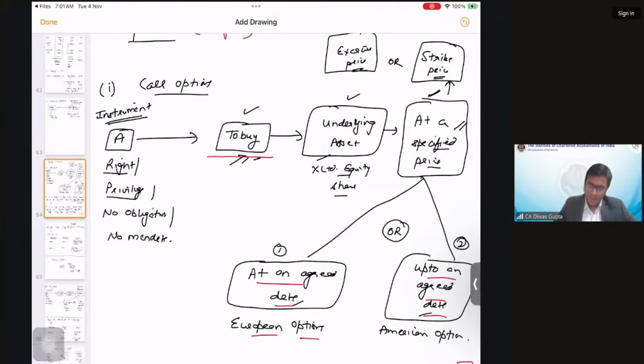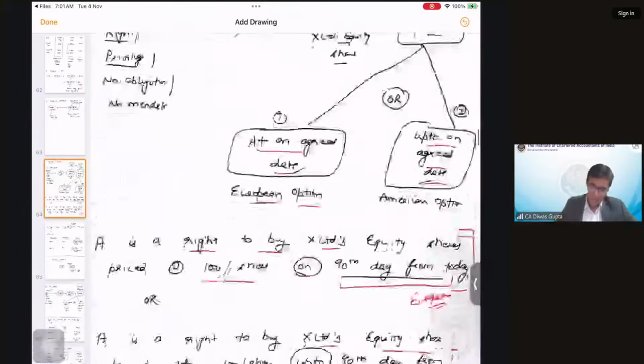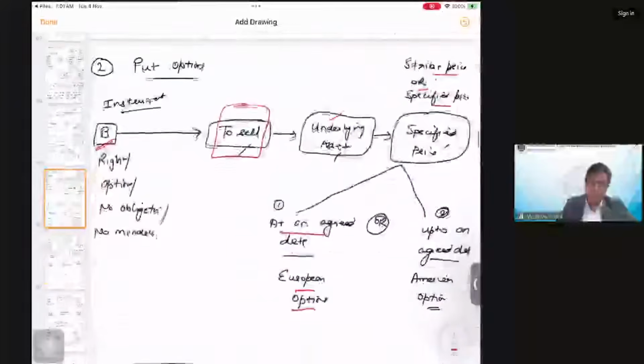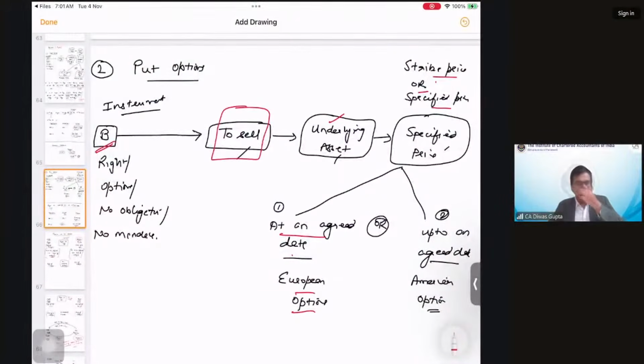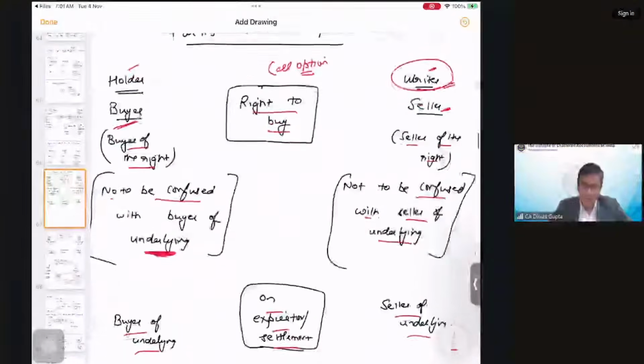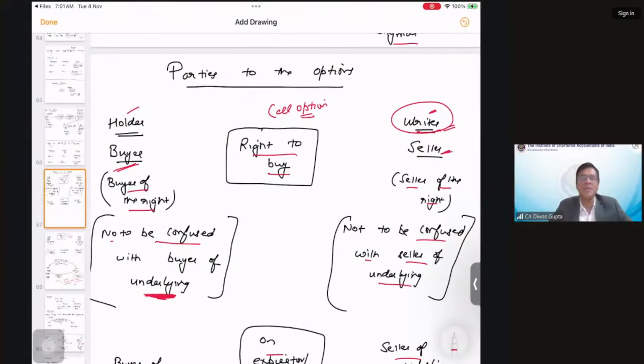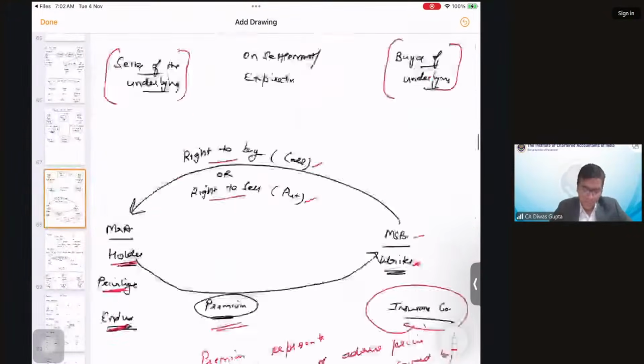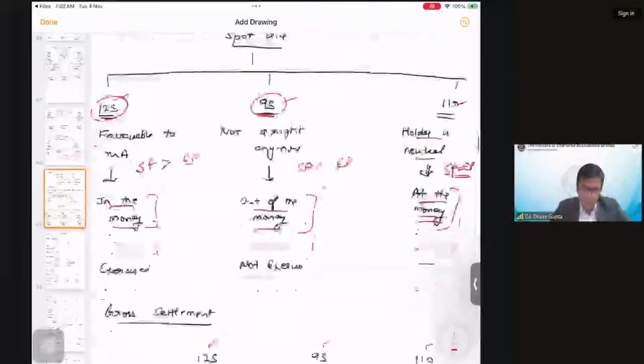Similarly, the put option is the option to sell. That means in case you are having a situation to sell any underlying, then you can enter into a put option depending on what is the pricing, what is the timing of that option exercise, and all those things, right? Then we discussed that the parties to the options are different from the parties who are actually dealing in the underlying. This is true for all the derivatives, students. So this is what we discussed in the previous session.